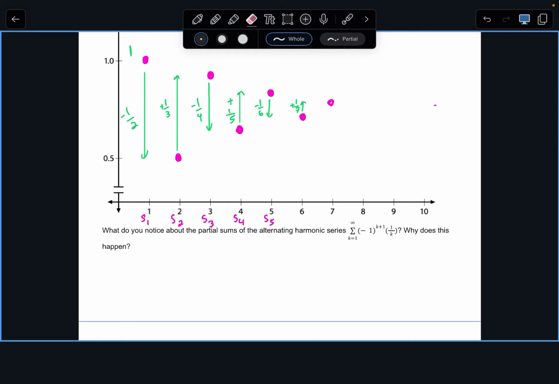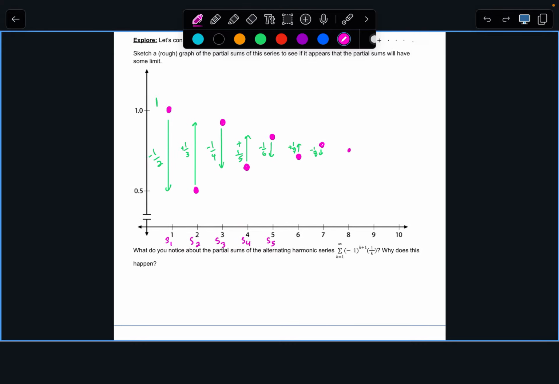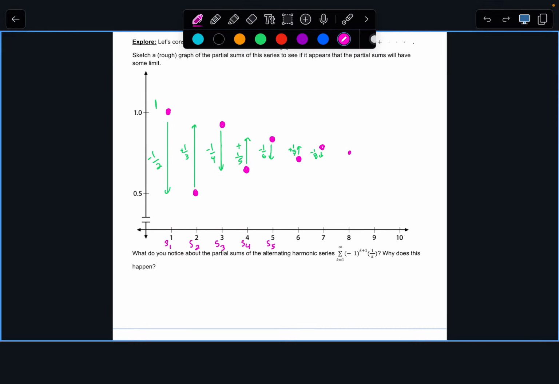It's convergent. I don't know. What does this look like? It's gonna be like something like... What do we notice? What do we think is happening here? What is the deal? What's the dealio?